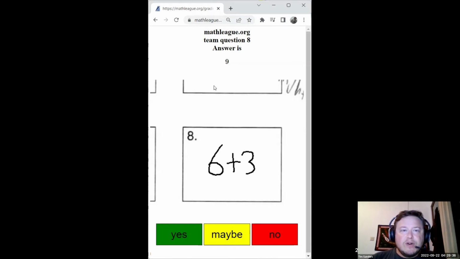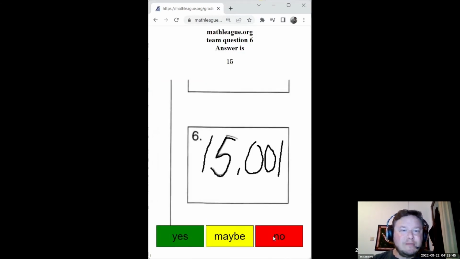All you're doing is looking for, did they write this symbol 9? No, they didn't write a 9. They wrote a 6 and a 3. That's not a 9. You make sure you mark that a no.